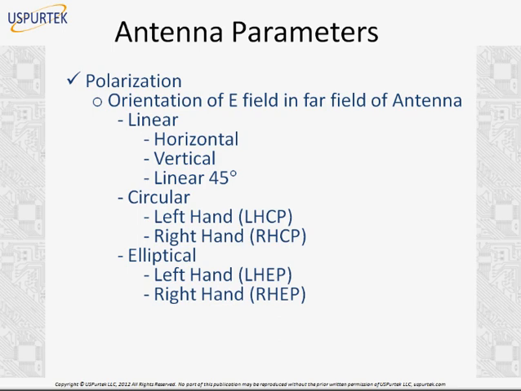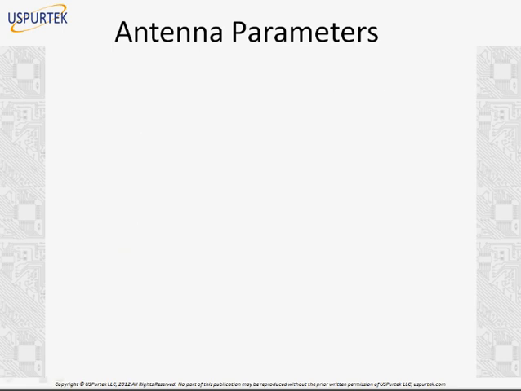It could be linear polarization, which could be horizontal, vertical, or linear at 45 degrees. It could be circular polarization, which is often used in satellite transmissions. The antennas used for satellite transmission are usually circularly polarized. It could be left-hand or right-hand circular polarization, or it could be elliptical. The electrical field traces an ellipse as it rotates. So again it could be left-hand or right-hand. Okay, so let's look at how this is done.